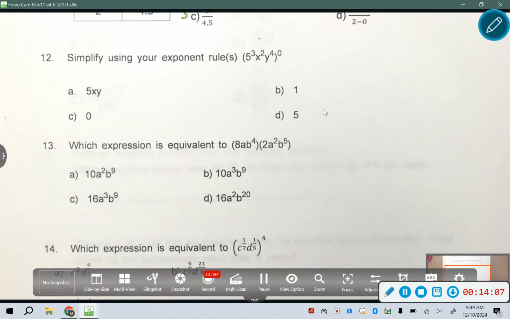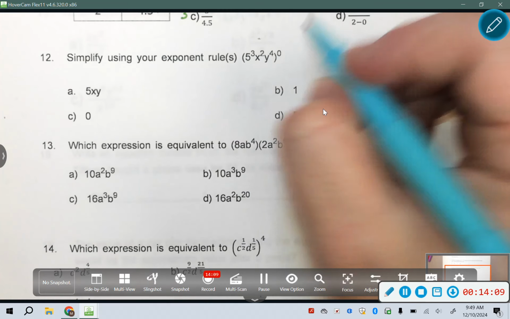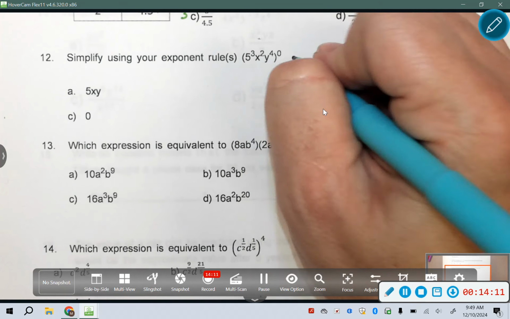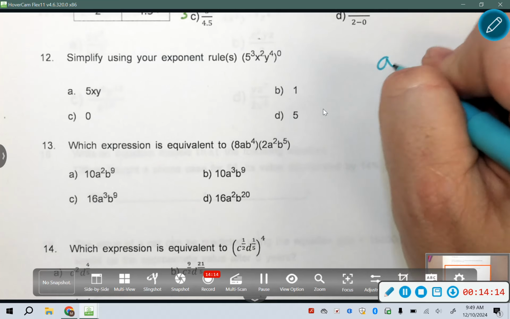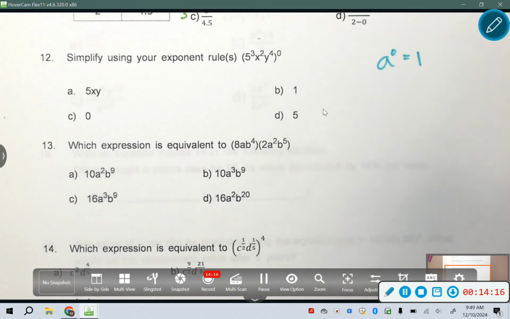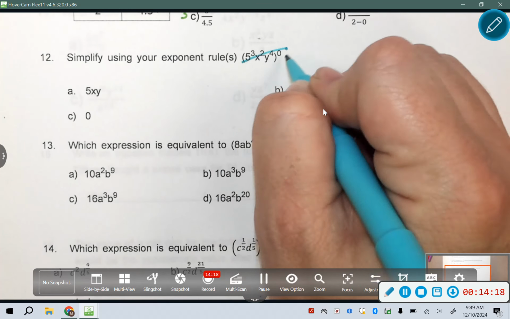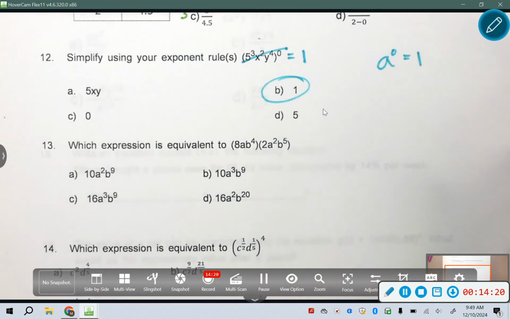Okay, number 12 says simplify using your exponent rules. Well, I want you to remember anything to the 0 power equals 1, because A to the 0 equals 1. Anything to the 0 power equals 1. This whole thing is to the 0 power, so this whole thing equals 1.